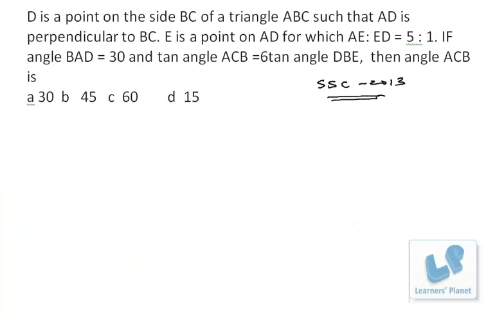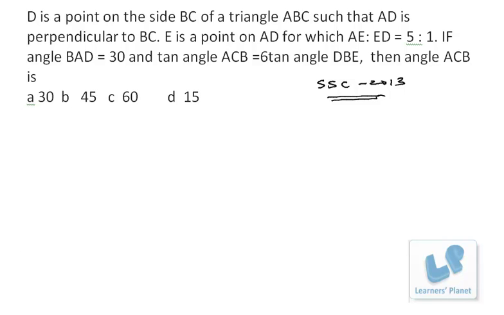Now friends, let's see this question from SSC paper 2013. D is a point on the side BC of a triangle ABC such that AD is perpendicular to BC. E is a point on AD for which AE is to ED is 5:1. If angle BAD is 30 degrees and tan angle ACB is 6 tan angle DBE, then angle ACB is.